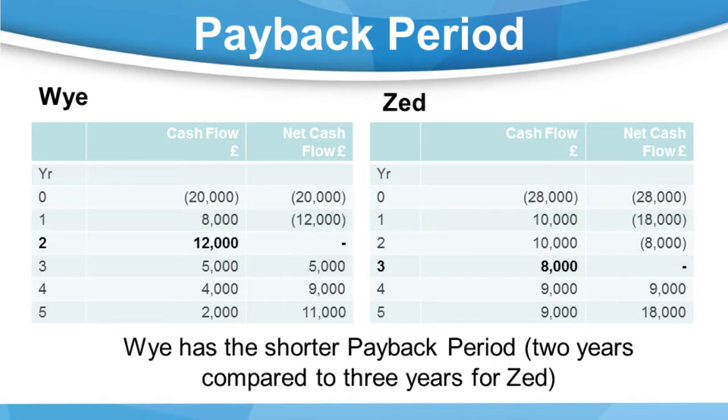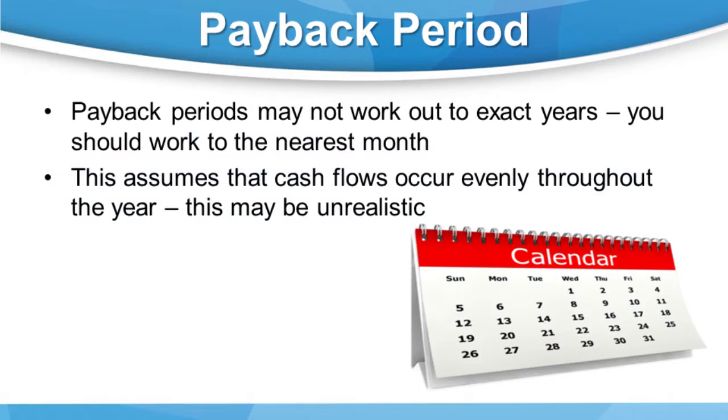So, the respective payback periods are 2 years for Project Y and 3 years for Project Z. On this information alone, Project Y would be the preferred project, as it has the shorter payback period, meaning it's a less risky investment. As we saw earlier, payback periods don't always work out to a whole year, and you'll need to estimate the payback period in years and months.